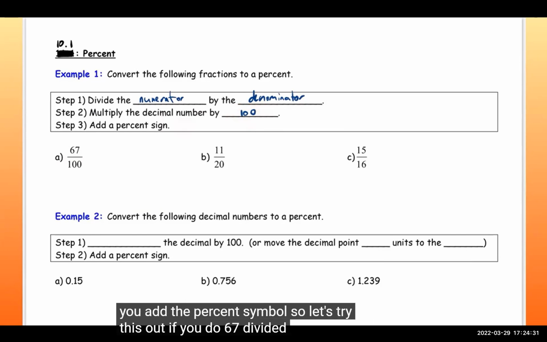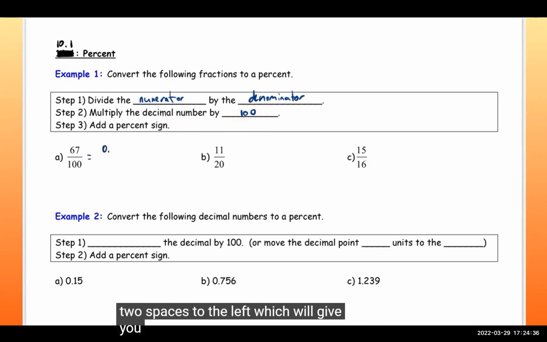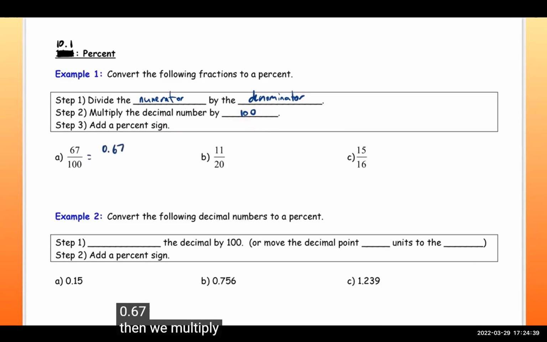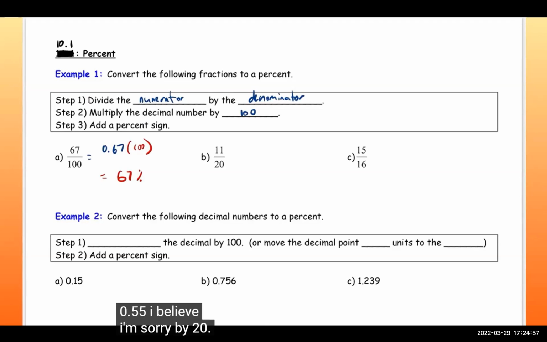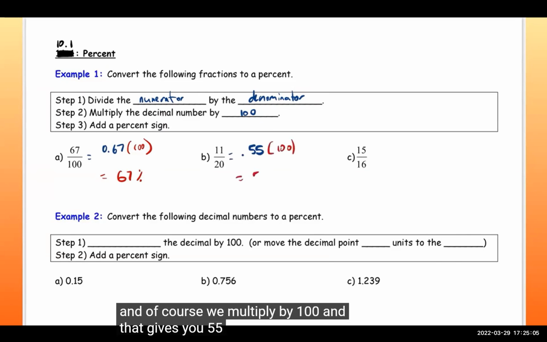If you do 67 divided by 100, that's going to move the decimal over 2 spaces to the left, which will give you 0.67. Then we multiply by 100, and that's going to be 67. And then you add the percent sign at the end. All right, next one. 11 divided by 22 is 0.55, I believe. I'm sorry, by 20. Yeah, that is 0.55. And of course, we multiply by 100, and that gives you 55. Add the percent sign. That is our final answer.